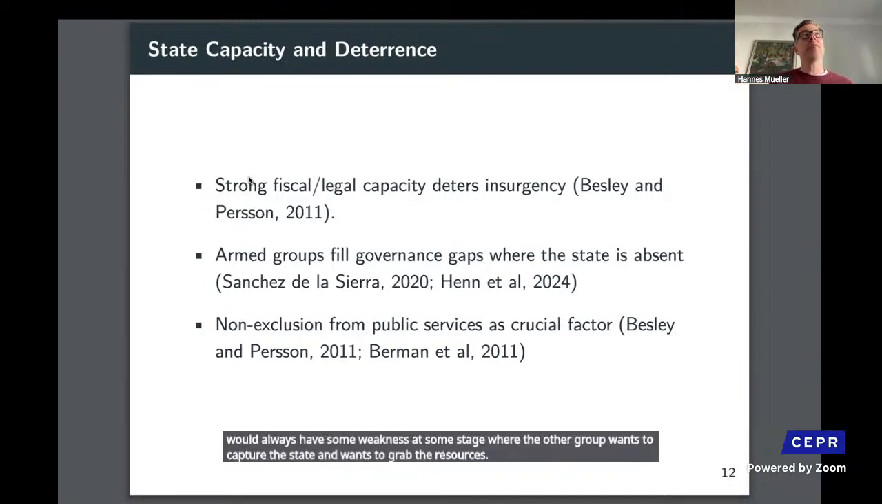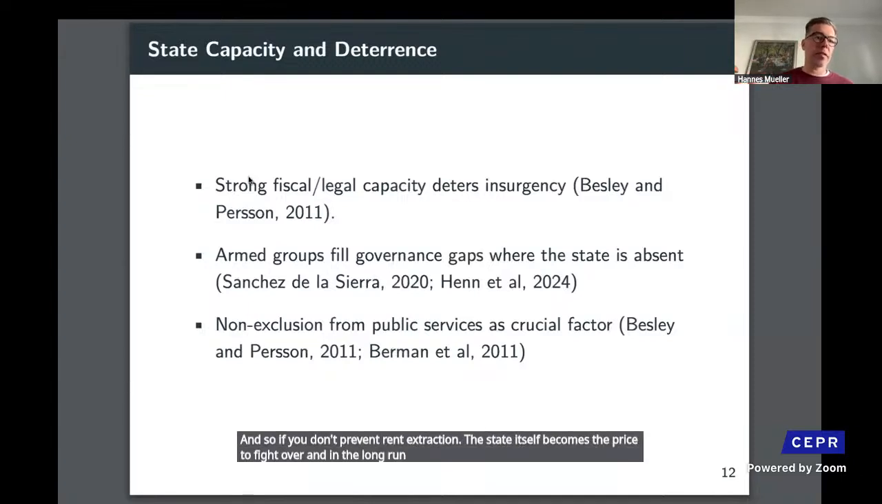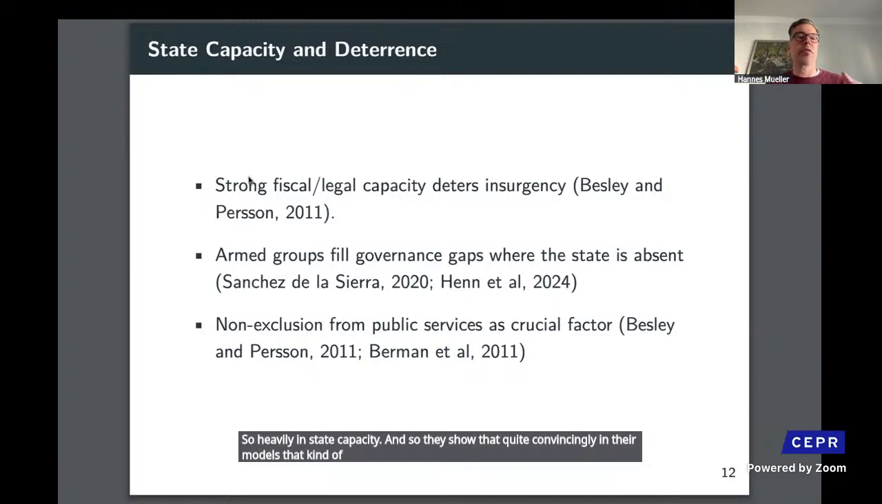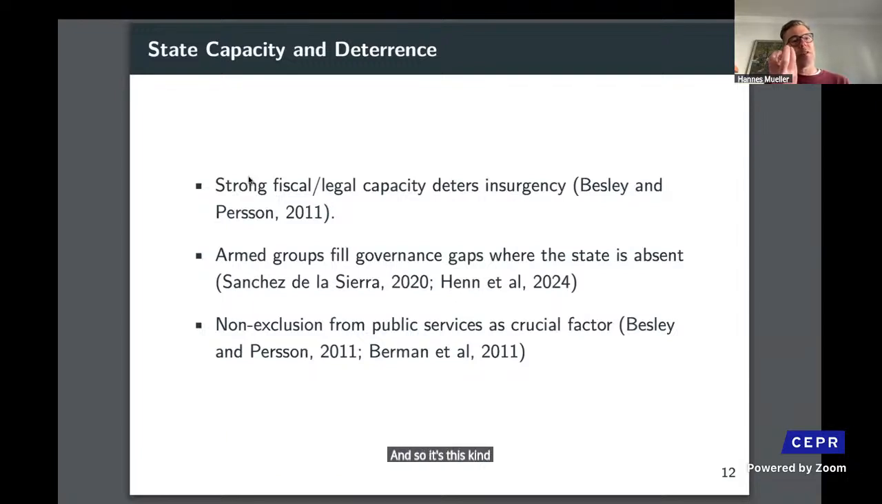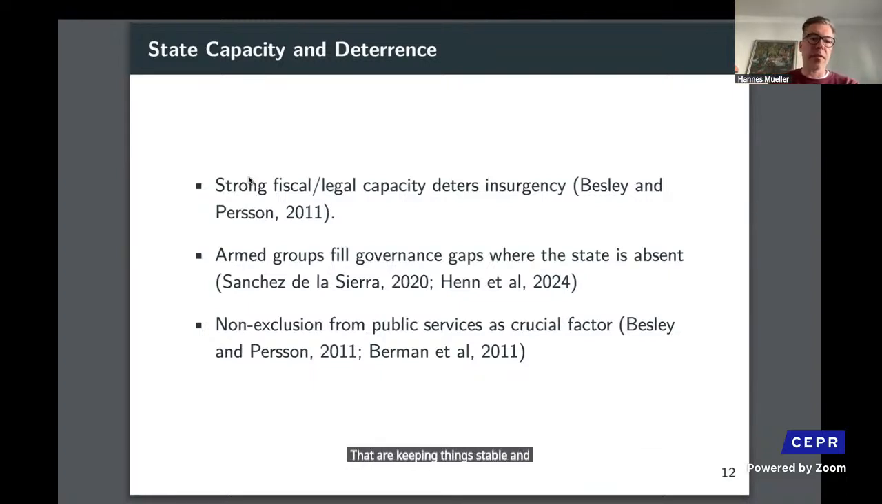And so if you don't prevent rent extraction, the state itself becomes the prize to fight over, and in the long run, nobody wants to invest so heavily in state capacity. They show that quite convincingly in their models: in the short run, you might have strong autocrats, but in the long run, it's much, much harder to keep this in equilibrium. So it's these two institutions, the political institutions and the state capacity, in this two-way causal relationship that are keeping things stable and that also lead to the absence of violence in the long run.